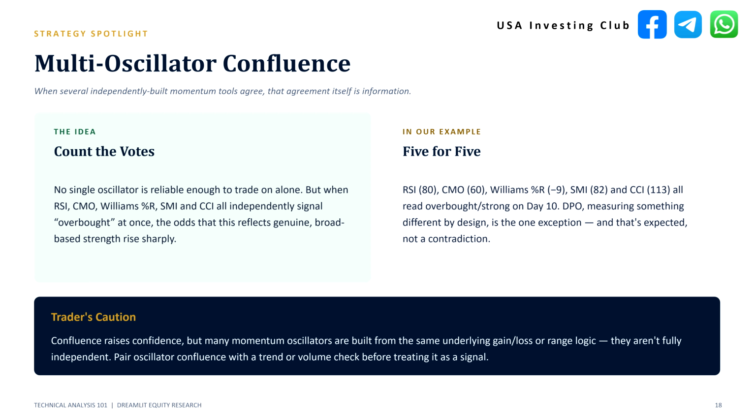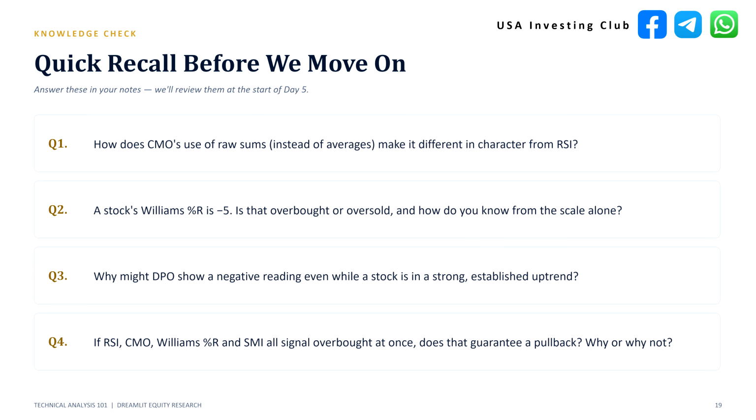They aren't fully independent votes, even though counting them side by side makes them look that way. Pair oscillator confluence with a trend or volume check before treating it as a strong signal on its own. And in our advanced module, we'll go one step further and put an actual number on exactly how redundant these 5 votes really are. Before we close out the core session, 4 questions for you to work through in your own notes, we'll review them together at the start of the advanced module.